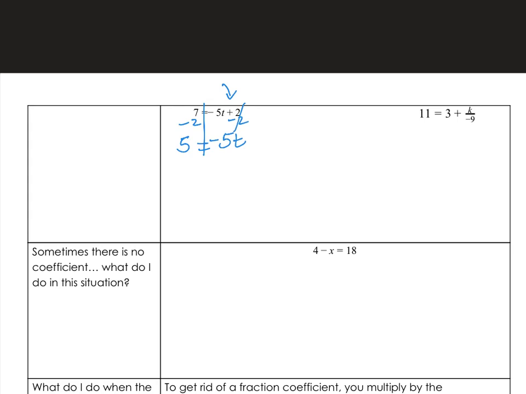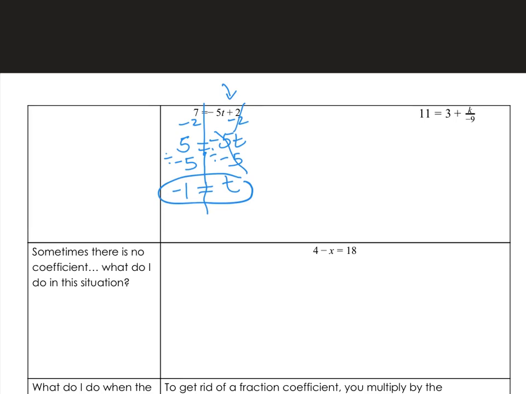Okay, I want to isolate my variable. Right now, my variable has a coefficient. If it has a coefficient, that means it's multiplying. So I want to divide by negative 5 in order to get t by itself. And whatever I do to the right side, I have to do to the left side. So I'm also going to divide by negative 5 on the left side. Okay, so now I have t by itself on the right side. And 5 divided by negative 5 is going to give me negative 1. So my answer is t equals negative 1.